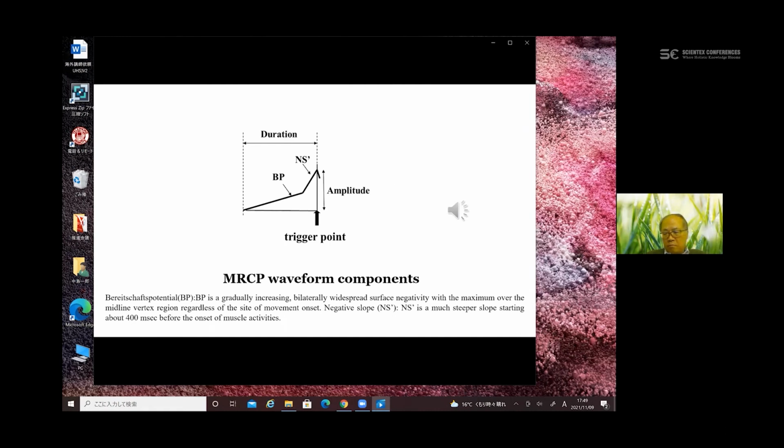The slide shows the waveform components of the MRCP. This potential can be classified into 2 main components, BP and NS. BP and NS are known to reflect the activity of the supplementary motor area and the activity of the motor area, respectively. In this experiment, we measured the peak amplitude and duration of MRCP in jaw and hand movements, respectively. The trigger point arrow indicates onset of the muscle activities preceding the voluntary movement.